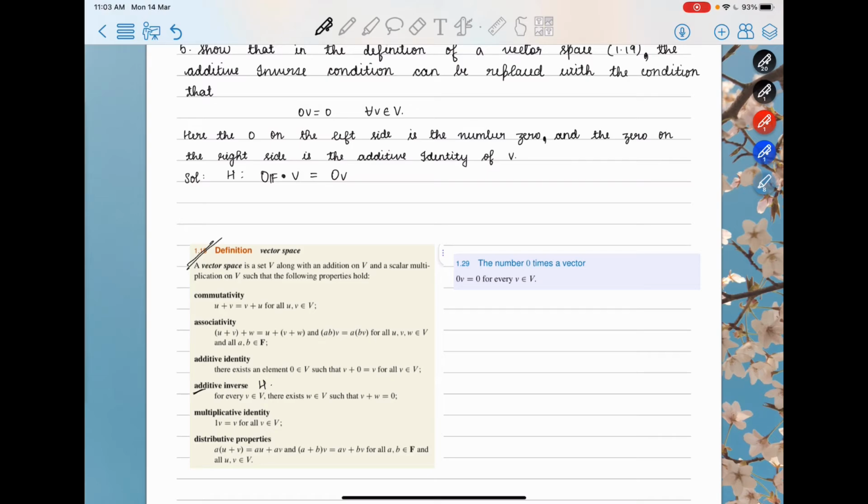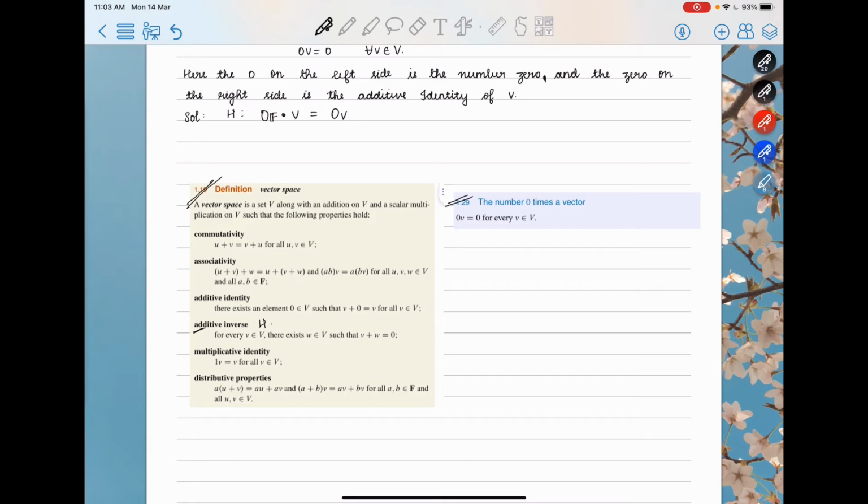We also know from statement 1.29 that 0 times v is 0 for all v in capital V. So H is nothing but a consequence of the axioms of vector space. So now what we will do is drop this axiom of additive inverse and replace it with the statement H.